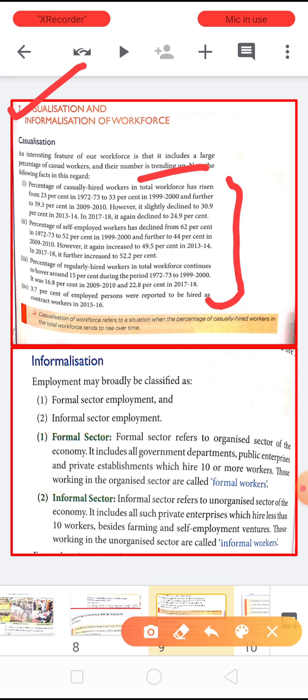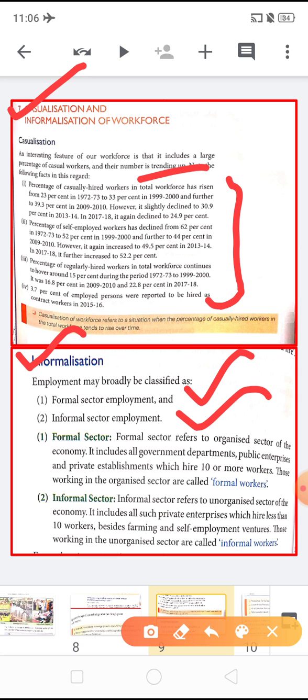So now the next topic we are going to learn is informalization. What is informalization, children? Employment can be broadly classified as formal sector employment and informal sector employment. What is formal sector employment? Children, first, in order to learn that, learn what the formal sector is. Formal sector refers to the organized sector of the economy. It includes all government departments, the public enterprises, and the private establishments which hire 10 or more workers.